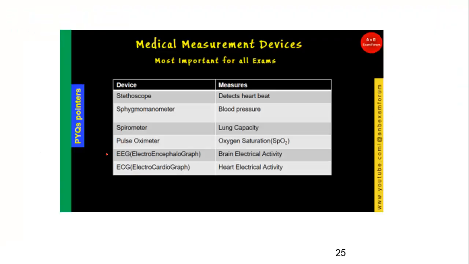And there are other medical devices which are generally asked in the exam. The first one is sphygmomanometer, which we have already covered in pressure, that it is going to measure the blood pressure, whereas EEG is going to measure the brain activity, whereas ECG is going to measure the heart electrical activity. And spirometer is used to find the lungs capacity, and oximeter is used for oxygen saturation, that is SpO2 value. Out of these, three are very important.